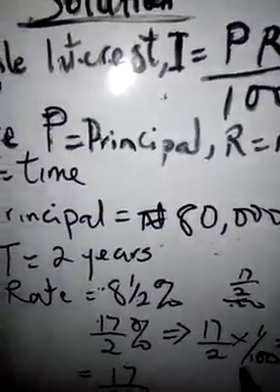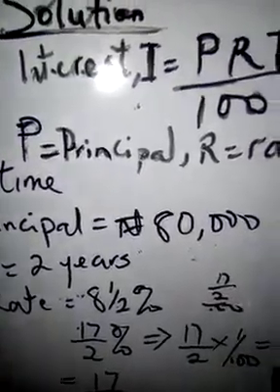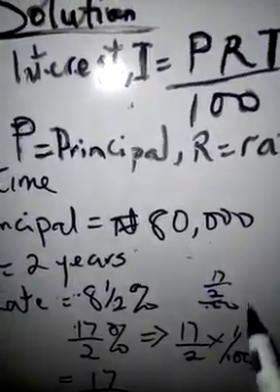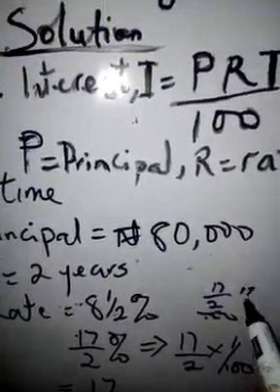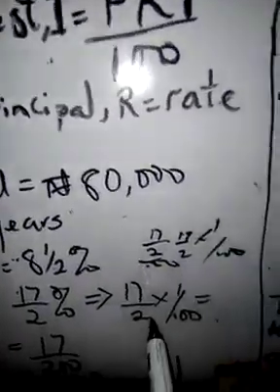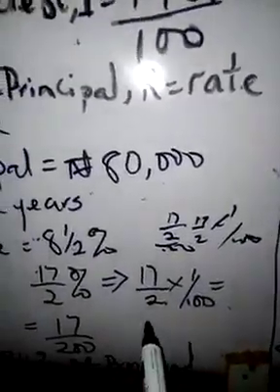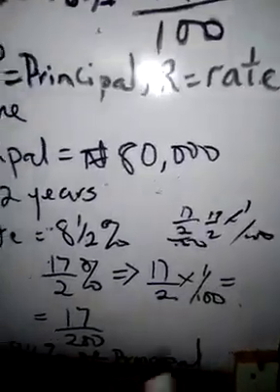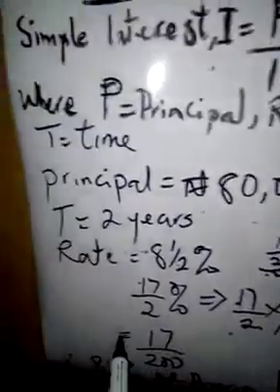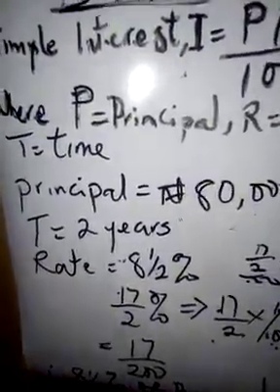So which will give you 17 over 2 times 1 over 100. So that's what we have here: 17 over 2 times 1 over 100. By the time you multiply this by this, it will give you 200, and 17 by this will give you 17 over 200.